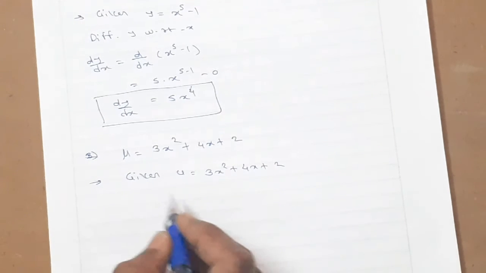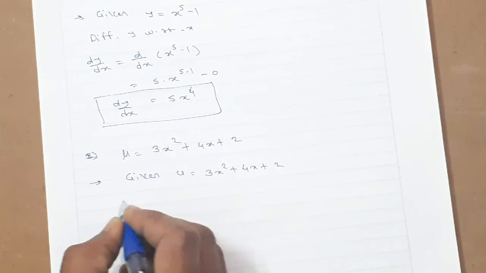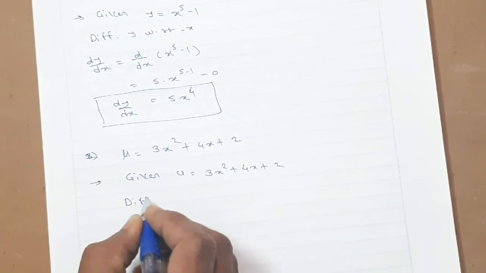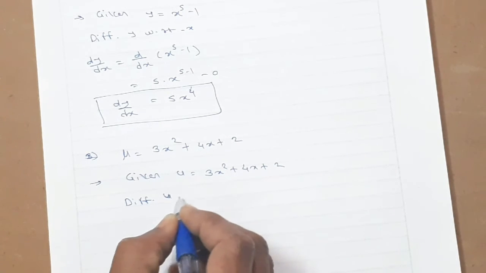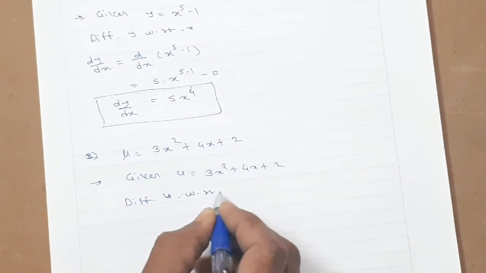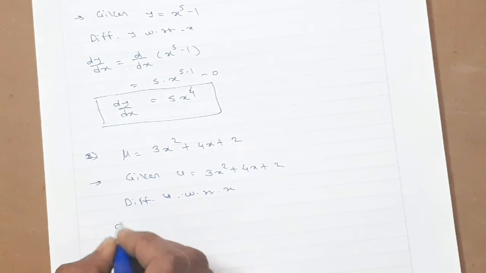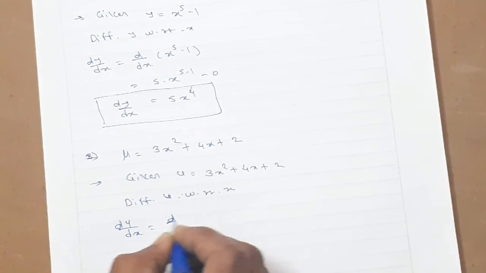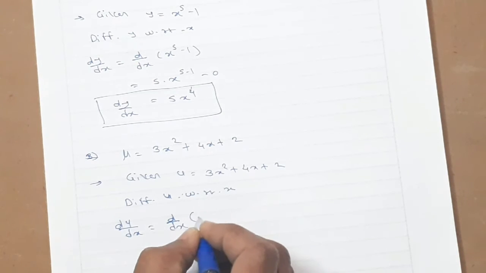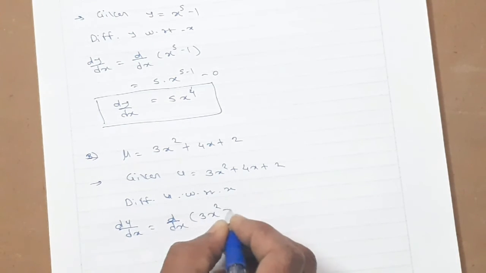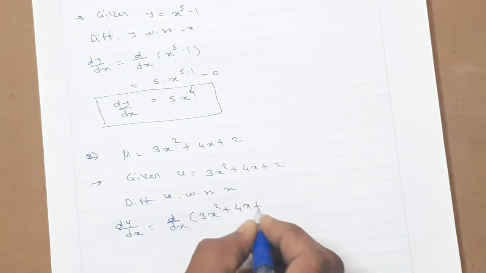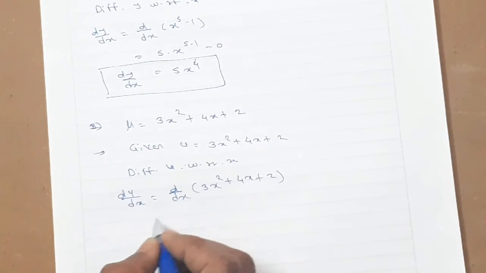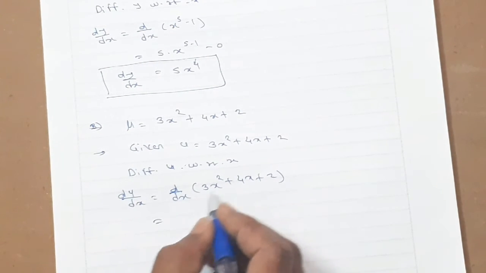Then the next step will be to differentiate u with respect to x. So follow the differentiation. du by dx is equal to d by dx of 3x square plus 4x plus 2. Okay, so we differentiate each term of the function separately.